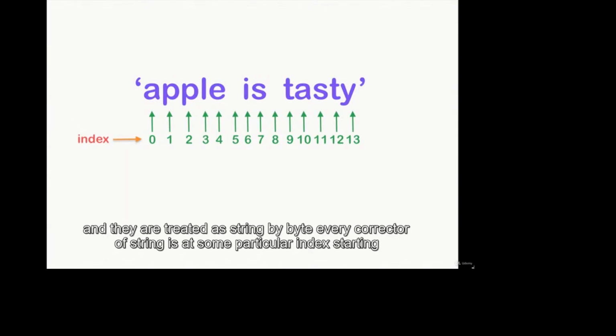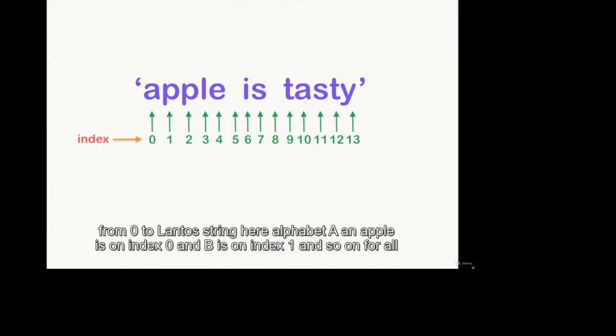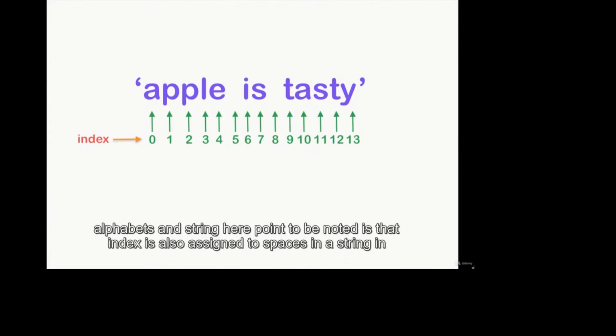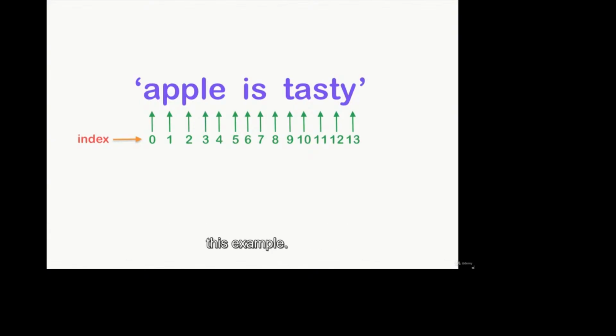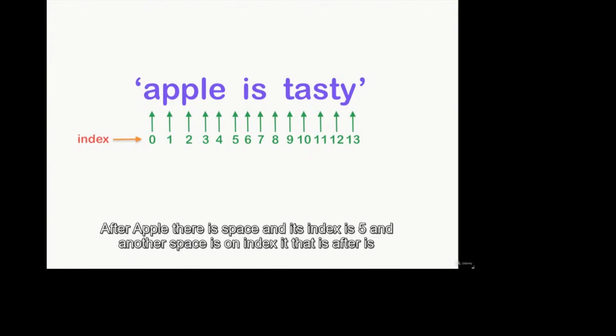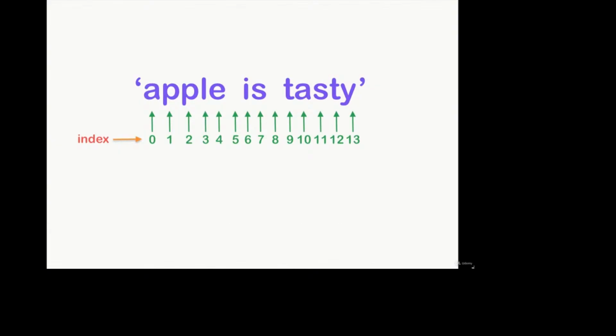Every character of a string is at some particular index, starting from 0 to the length of the string. Here alphabet A in apple is on index 0 and P is on index 1 and so on for all alphabets in the string. The point to be noted is that an index is also assigned to spaces in a string. In this example, after apple there is a space and its index is 5 and another space is on index 8 that is after is.